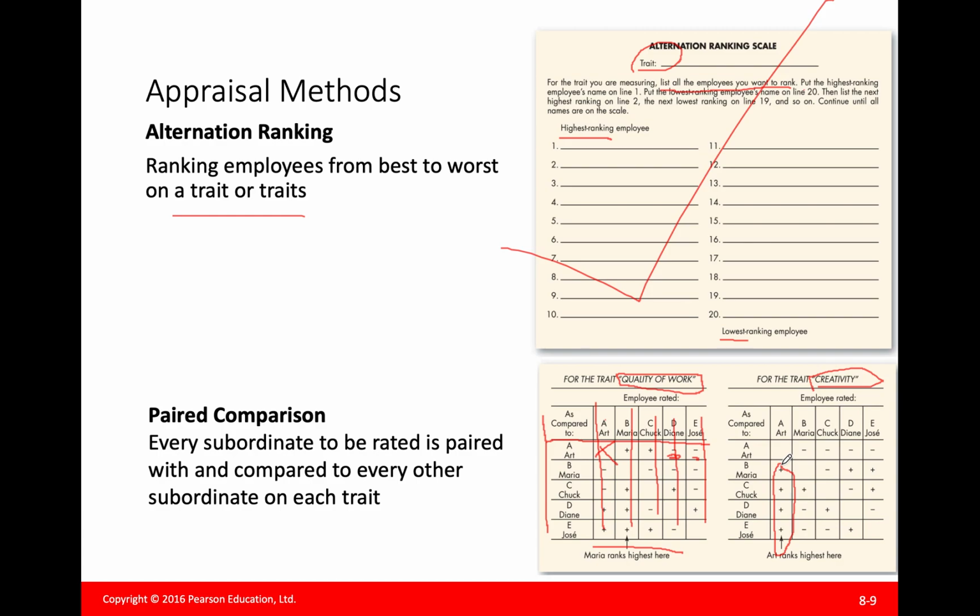So each subordinate to be rated is paired with and compared to every other subordinate on each trait. Cứ mỗi nhân viên sẽ được lần lượt so sánh cặp với mỗi nhân viên còn lại và cộng điểm theo hàng dọc. Vậy thôi. Hiểu rồi đúng không? Cái này đâu có gì đâu khó hiểu.